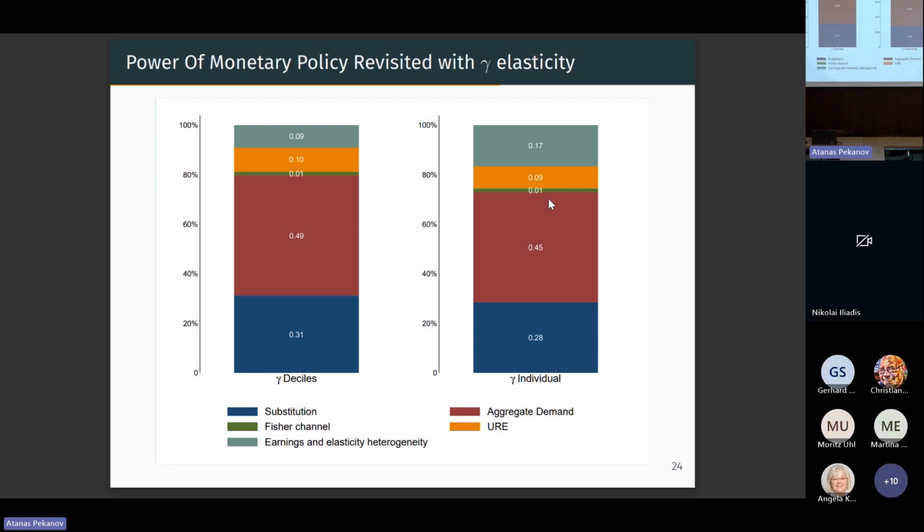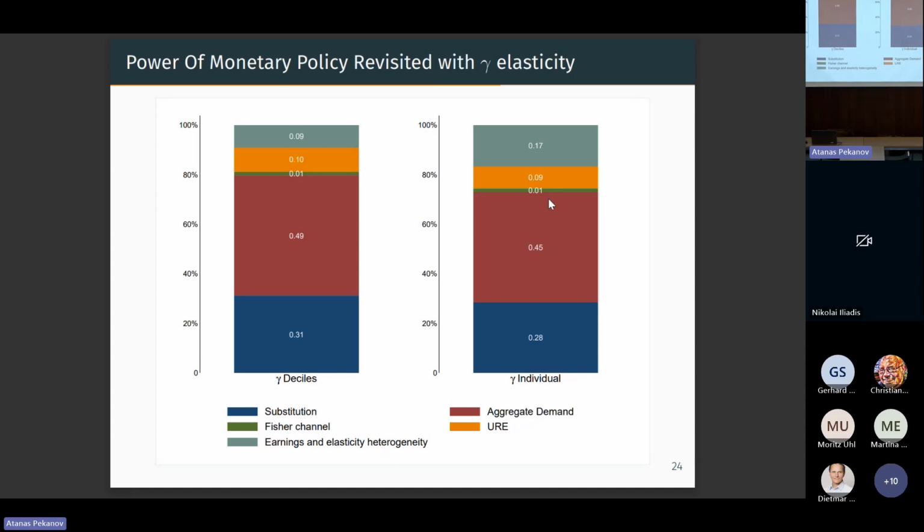So now you see that actually the earnings elasticity heterogeneity channel increases and contributes much more to the total consumption response. Actually, in the aggregate, remember, 14% was the contribution of these redistribution channels. Now, in the case where I take individual earnings elasticities, you can see that we reach 27%. Of the total consumption response to the interest rate change, 27% can be explained by these redistribution channels.